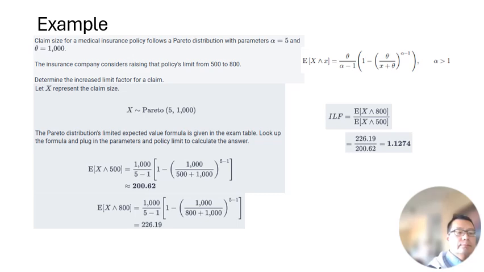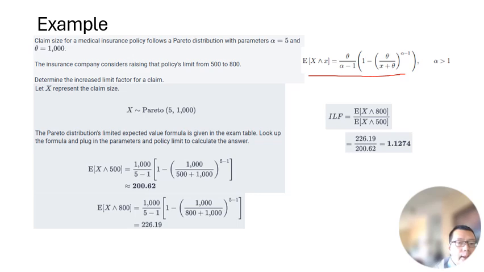So first, we need to know that this is just the application of a formula, which is already given in the spreadsheets or the formula sheets. So all you need to do is apply the numbers to this formula. So let X represent the claim size. X follows the Pareto distribution with alpha equal 5 and theta equal 1000. The Pareto distribution limited expected value is given in the exam table.